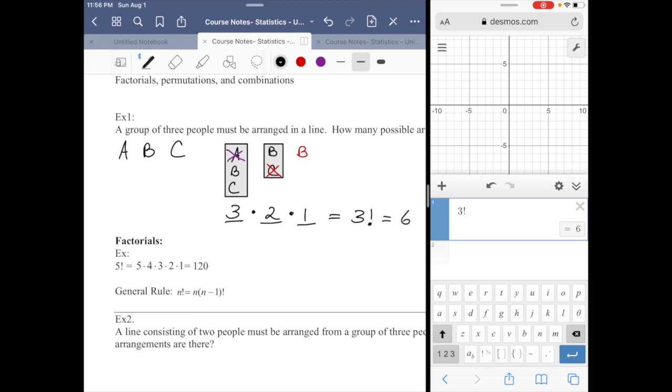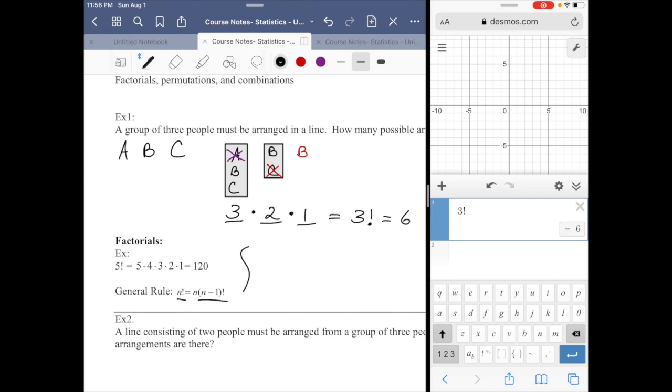All right. In the case of 3 times 2 times 1, we wouldn't necessarily need technology, but if you had something like 19 factorial, of course, you would want to use technology for that. I typed in an example here, 5 factorial, just to give you a sense, but you also have the general rule: n factorial is the same as n times n minus 1 factorial.